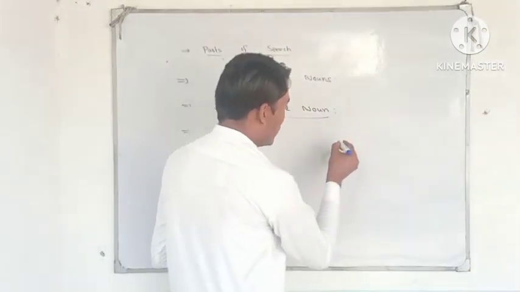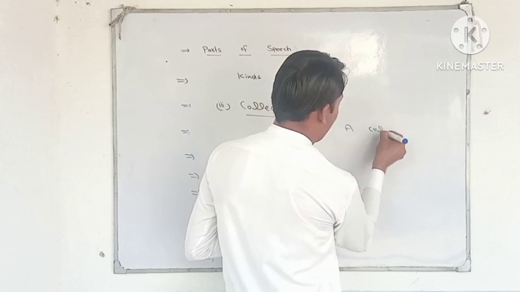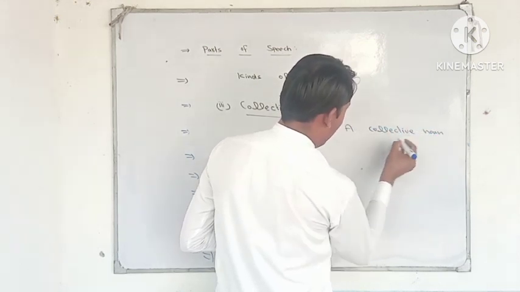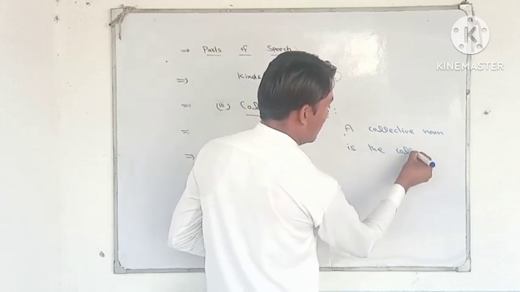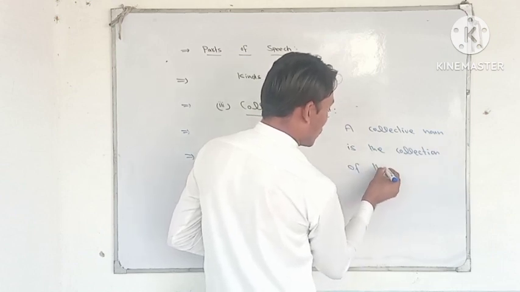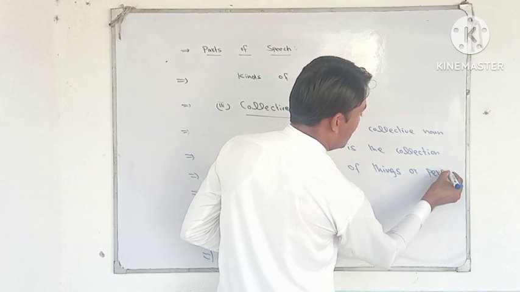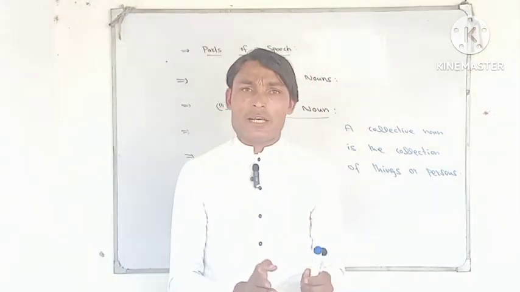Let's see what we call it here. A collective noun is the name of a collection of things, or maybe persons. Like how, what is actually a collective noun?